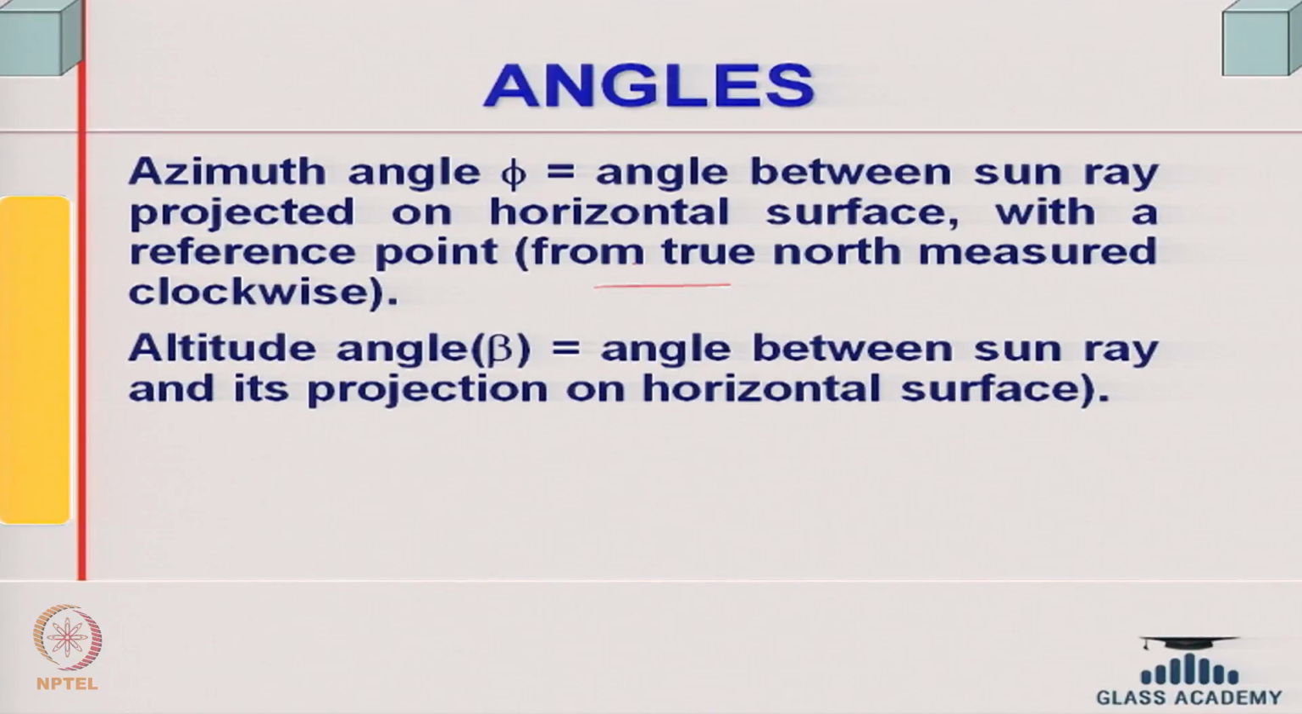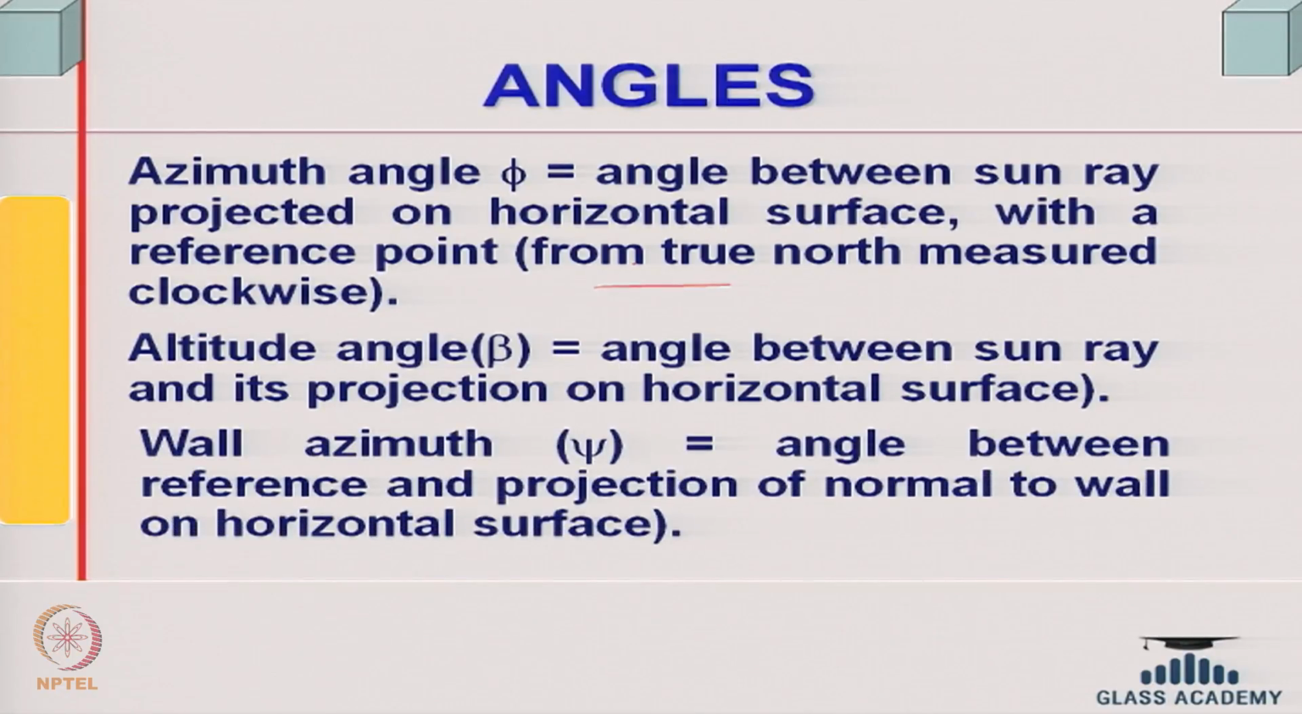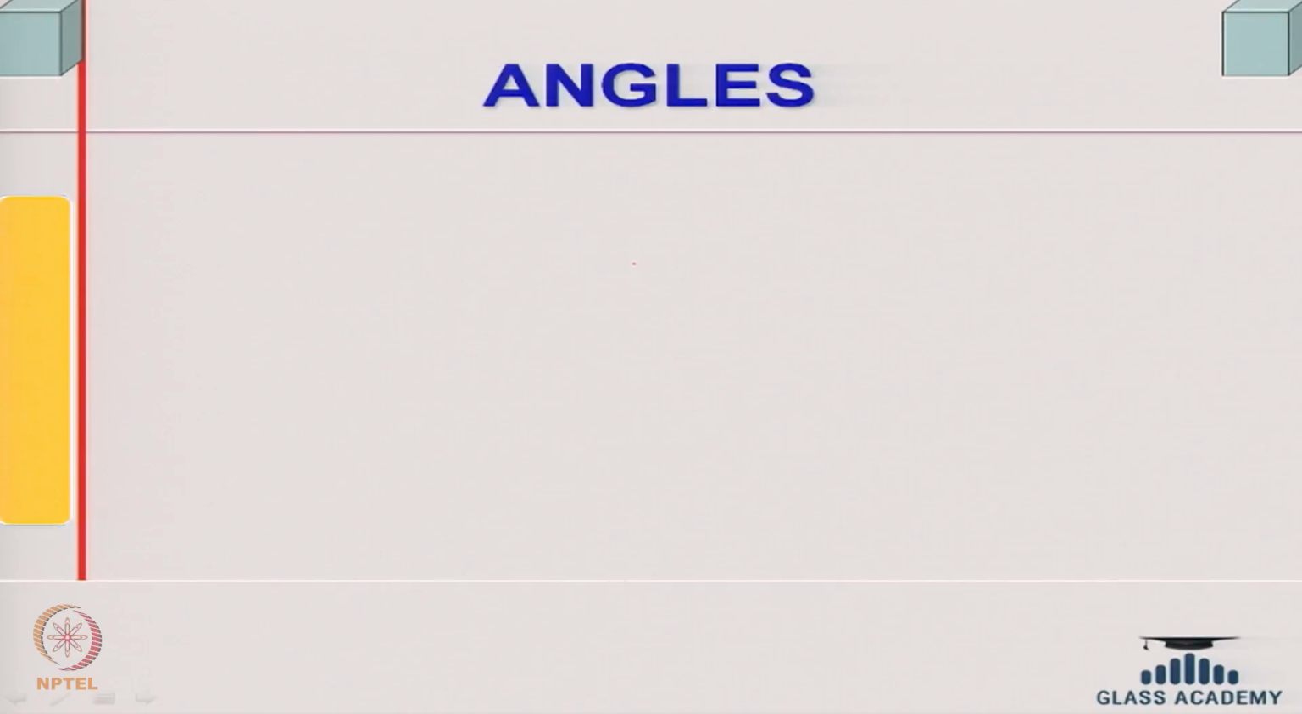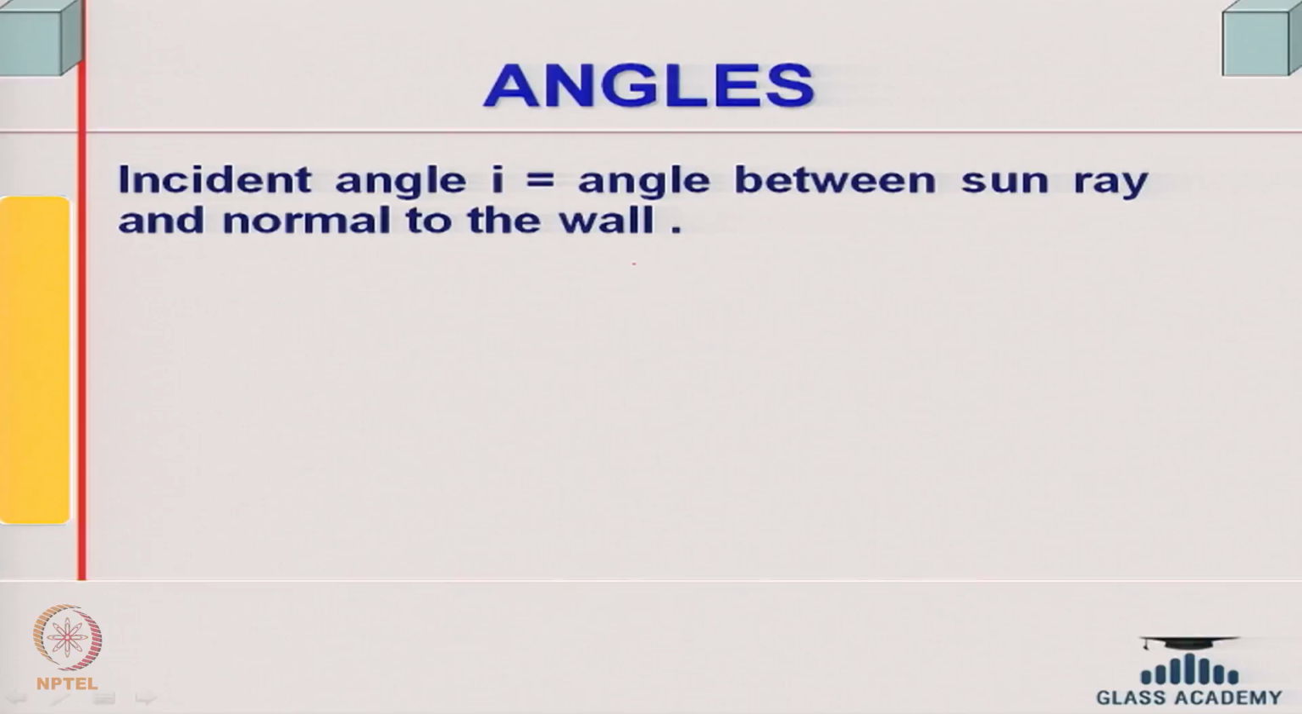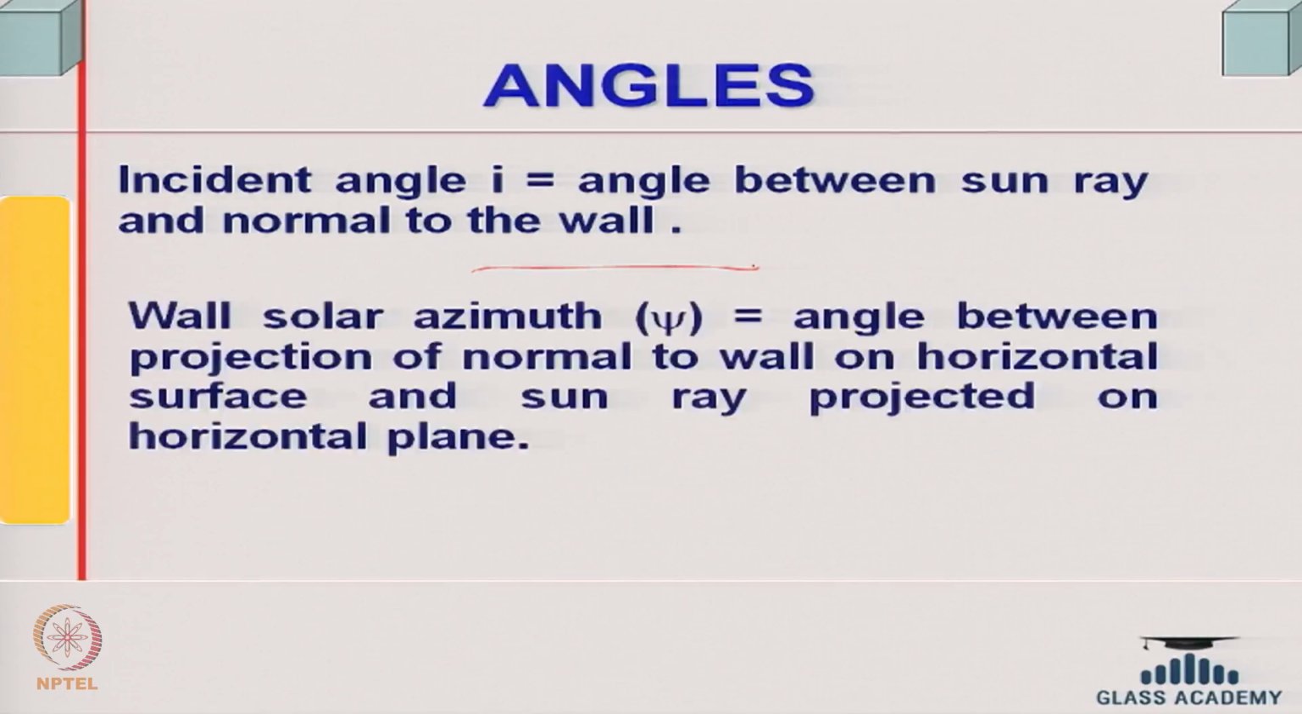Altitude angle is the angle between the sun ray and its projection onto the horizontal surface, and wall azimuth is the angle between a reference and the projection of the normal to the wall on the horizontal surface, right. So that's what it is. And incident angle is the angle between the sun ray and the normal to the wall. Wall solar azimuth is the angle between the projection of the normal to the wall on the horizontal surface and the sun's ray projected on the horizontal plane, which I just mentioned a few minutes before, and again it is coming in written form.